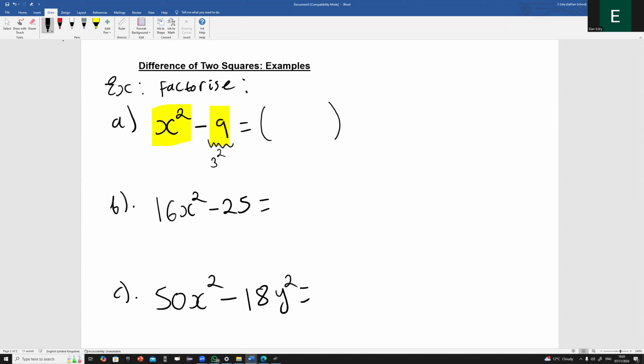Straight away, I will get two brackets. And in the brackets, I'm going to have the square root of each of the numbers. So the square root of x squared is x, so I have an x and an x. The square root of nine is three. And I have a minus and a plus. And that is my factorized expression. Is everyone happy with that?